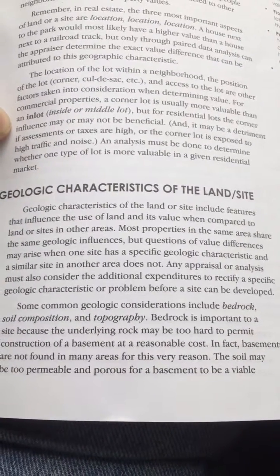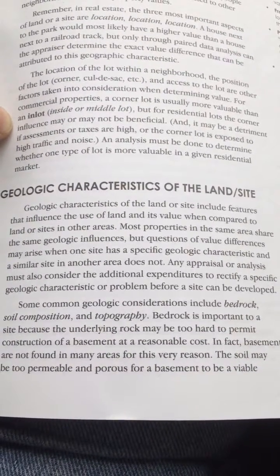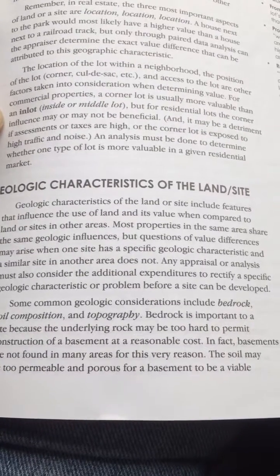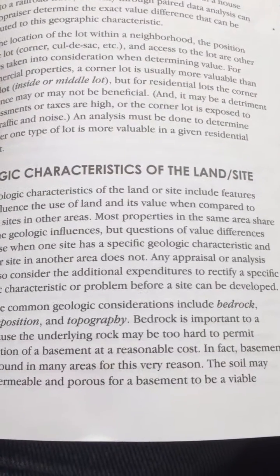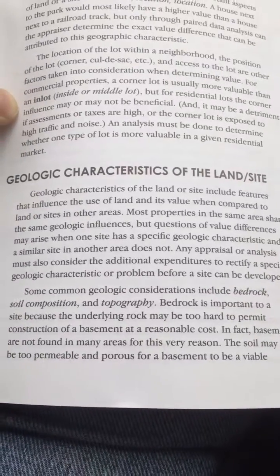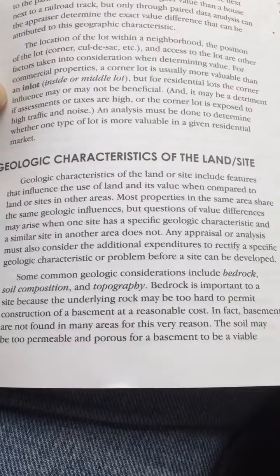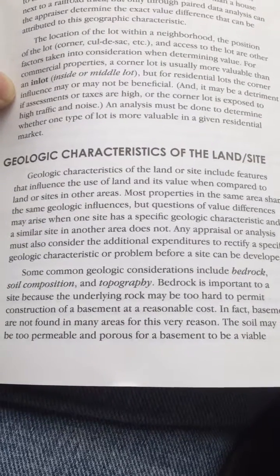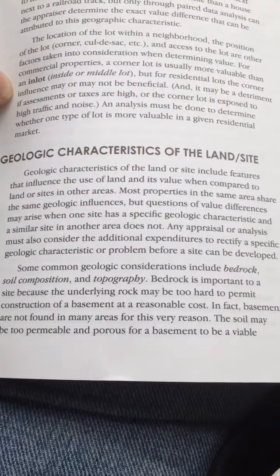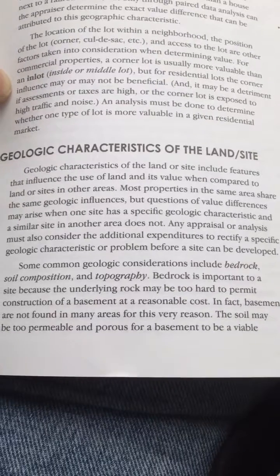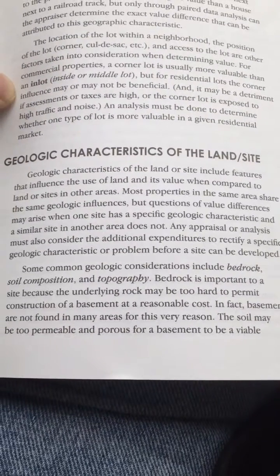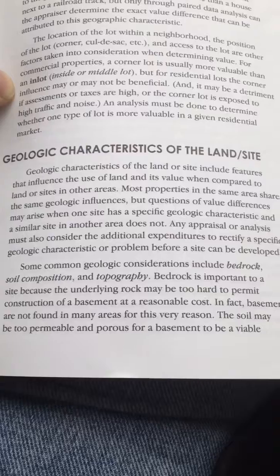Any appraisal or analysis must also consider the additional expenditures to rectify a specific geologic characteristic or problem before a site can be developed. Some common geologic considerations include bedrock, soil composition, and topography.